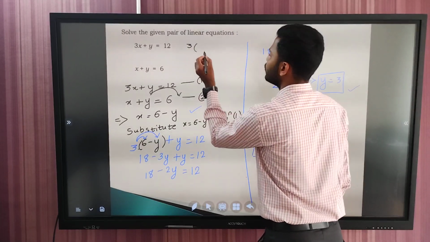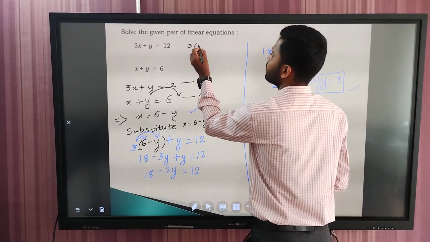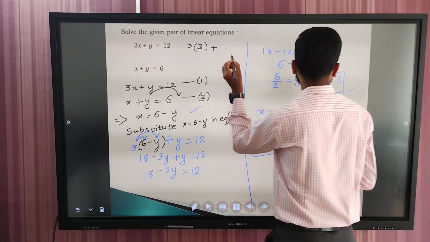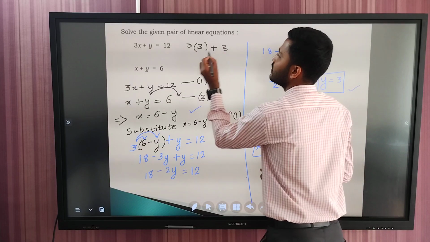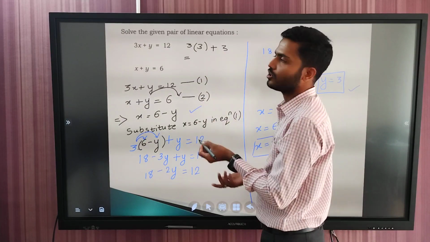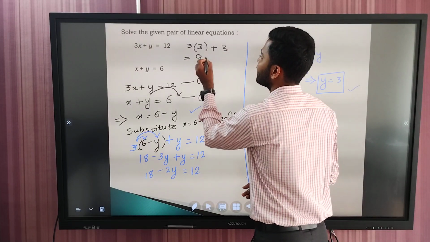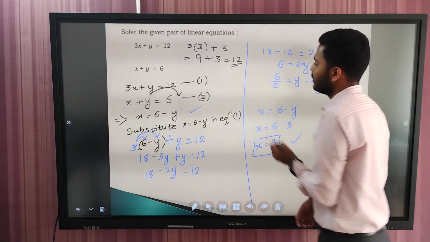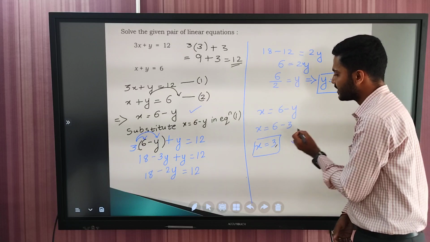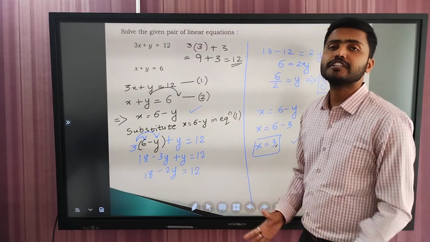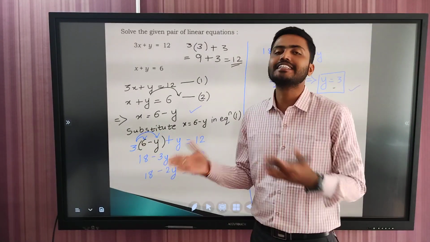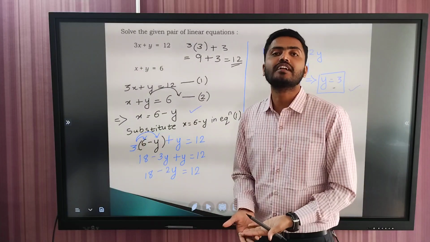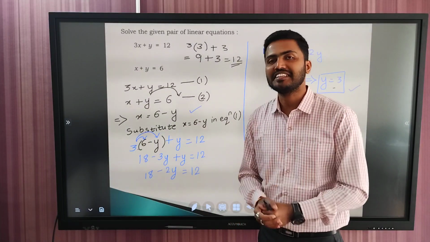So 3 into, what is the value of x? It is 3, plus y. What is the value of y? It is again 3. So let us check whether we are going to get 12 or not. So 3 into 3 is 9, 9 plus 3. Yes, I am going to get the answer as 12. Which means our values of x and y are absolutely perfect. Okay, so that is how you can verify your answers in your examination.